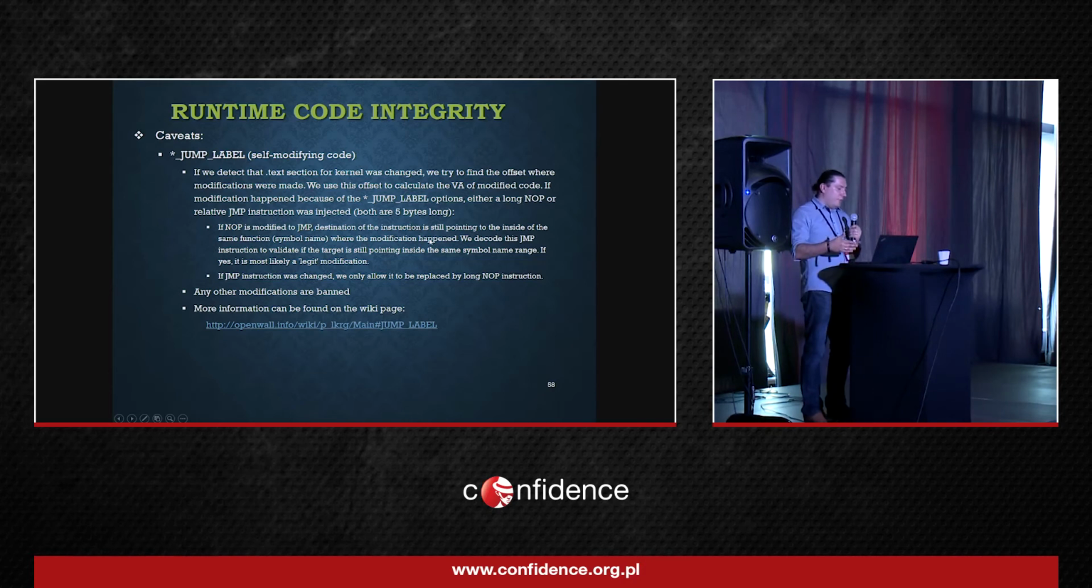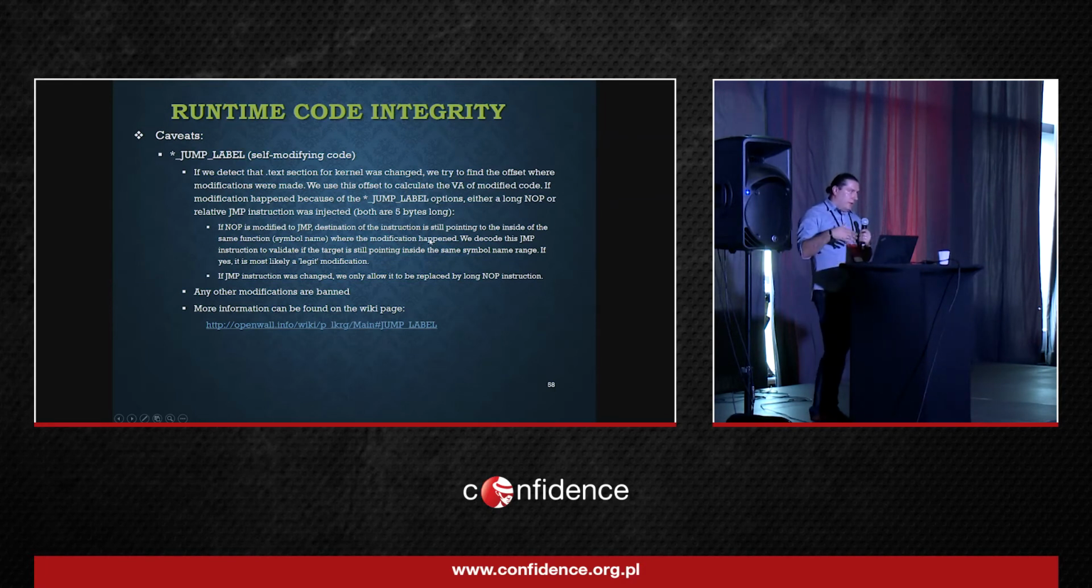And if this NOP was modified to a relative jump instruction, the destination of the instruction still needs to point inside the same function or symbol name where the modification happened. So we have our own internal decoder of the x86 instruction inside of the LKRG to try to find out if it was a relative jump instruction, and we validate what the target is, and the target is supposed to point exactly to the same symbol and range. And if yes, it's a jump label modification.